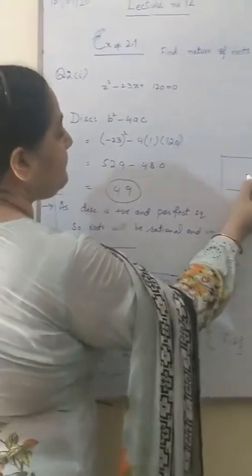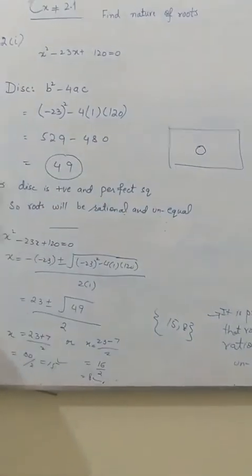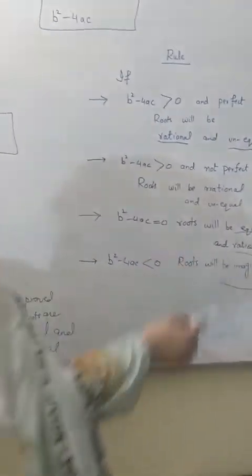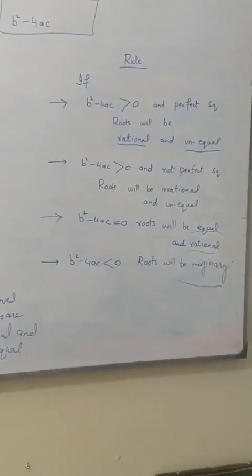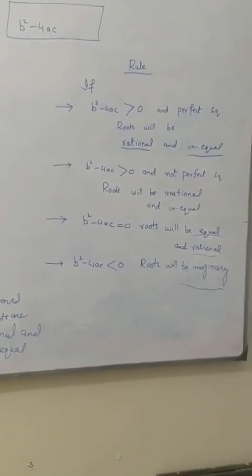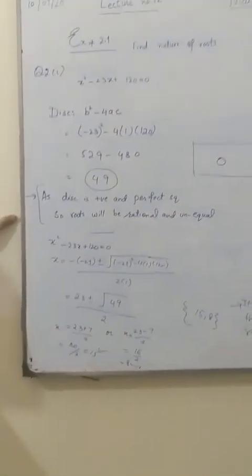And if the discriminant is equal to 0, then the roots will be equal and rational. These are the four conditions which you have to keep in mind to find the nature of the roots of a quadratic equation.